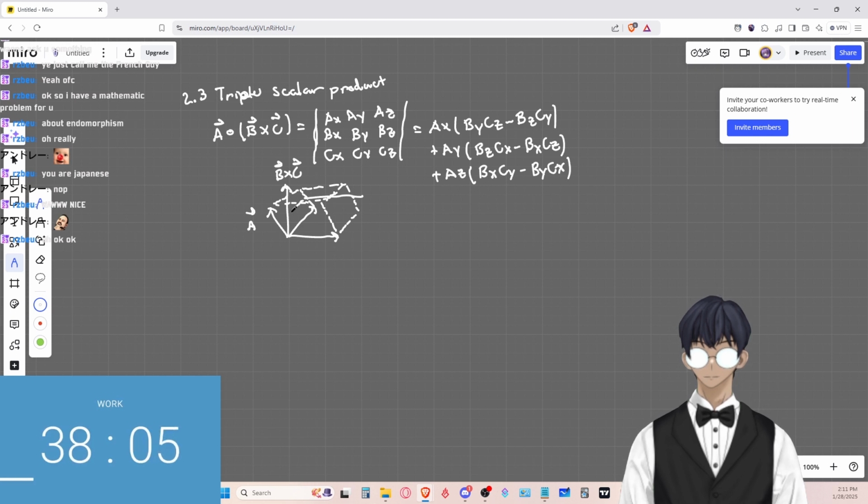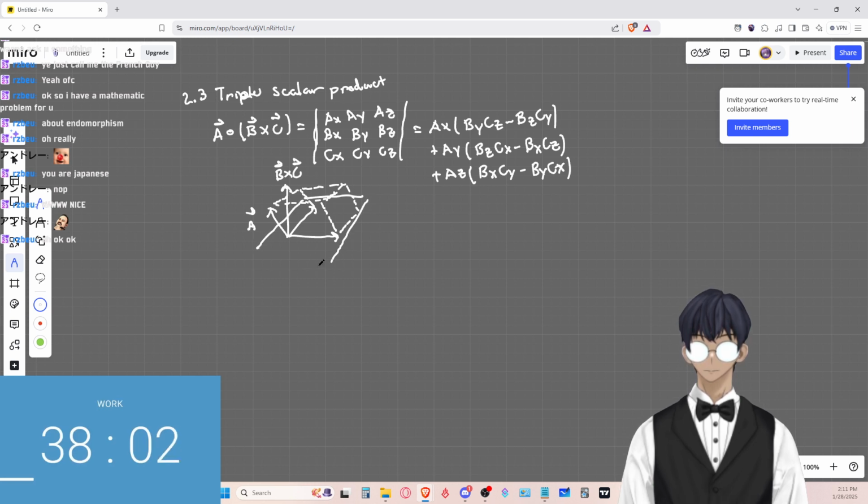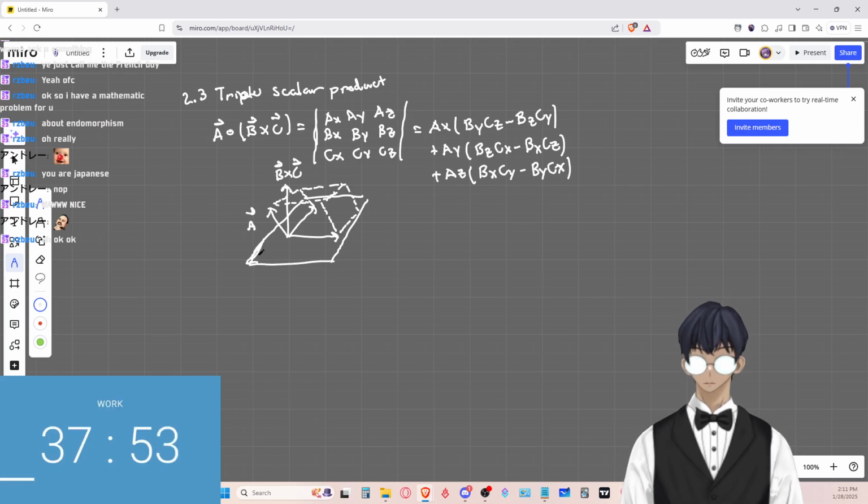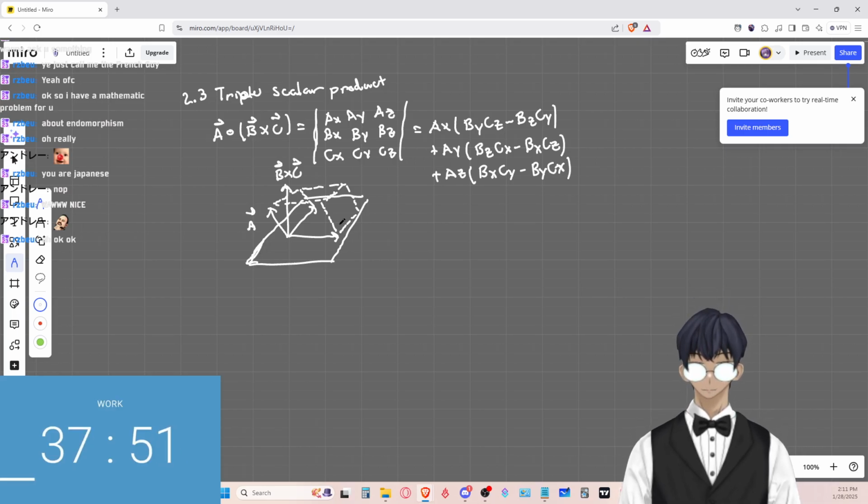So, plane. Maybe I should have made the back lines dotted too. I think I won't forget the triple scalar product because this geometric representation looks really cool.